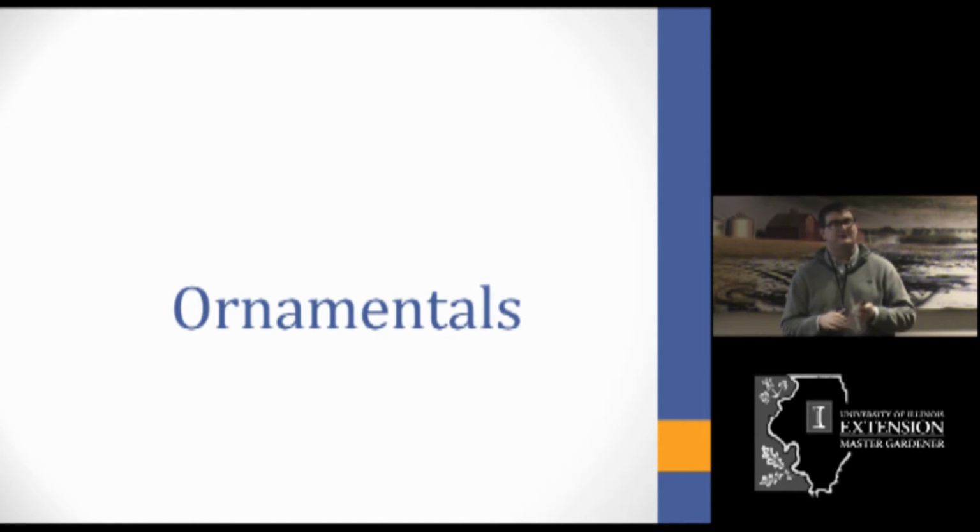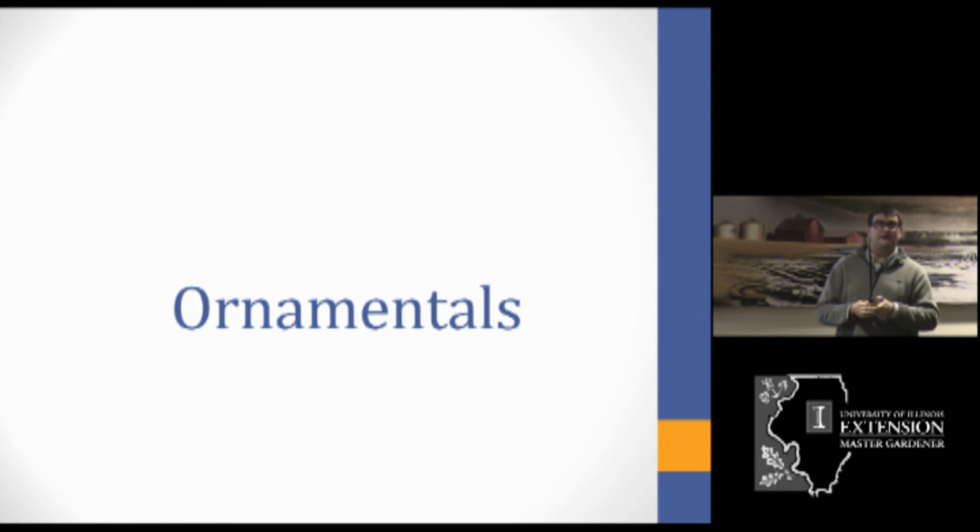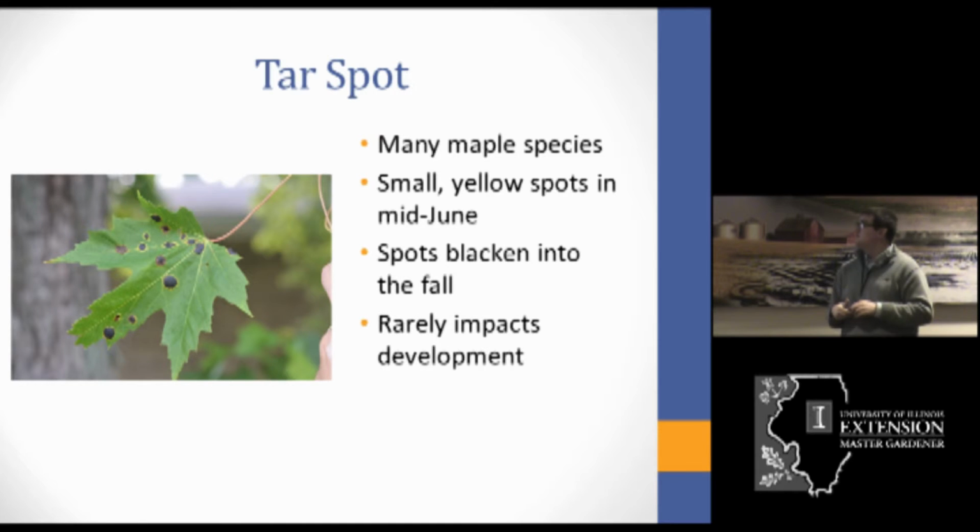So next, we're done talking about fruits and vegetables, and now just talking about a few diseases we saw this year on ornamental crops, trees and flowers, perennials, annuals, things like that. The first one I'm mentioning here is tar spot. It mainly affects many maple species, and what it is are small yellow sunken spots in mid-June or so here in Illinois. And then into the fall, those spots blacken into dark, raised, leathery patches that look like tar has been just dripped on the leaves.